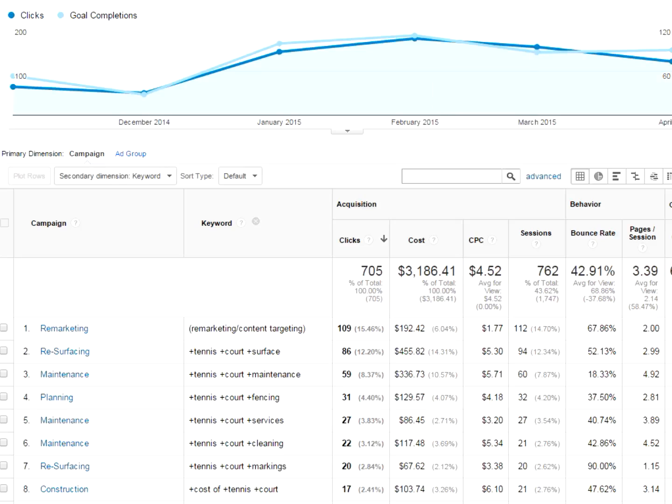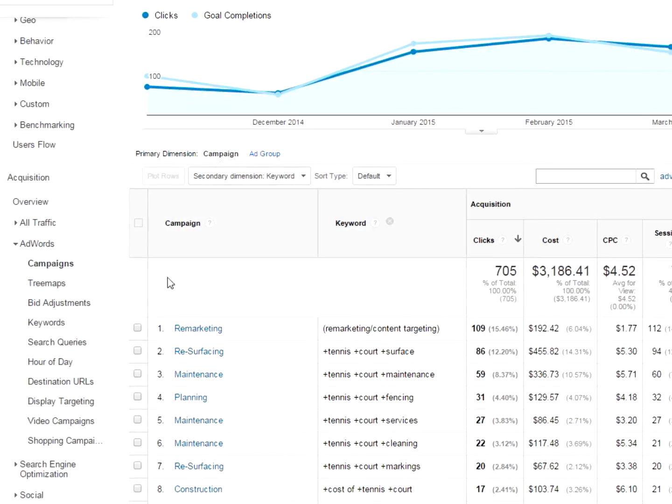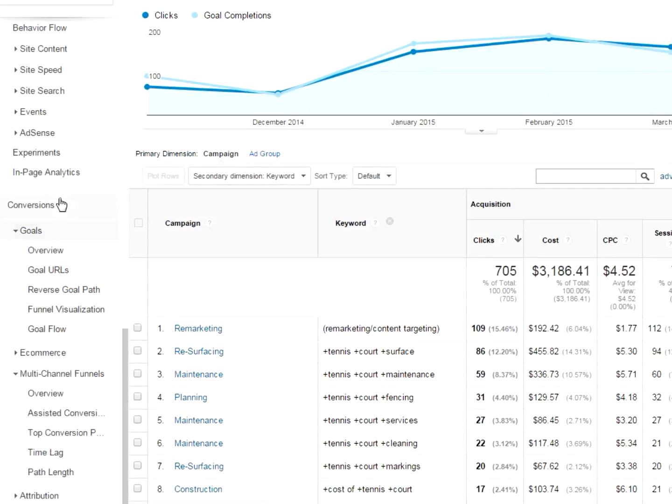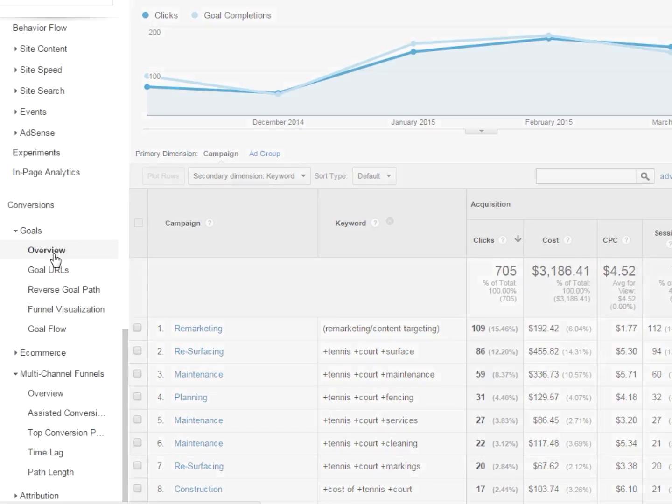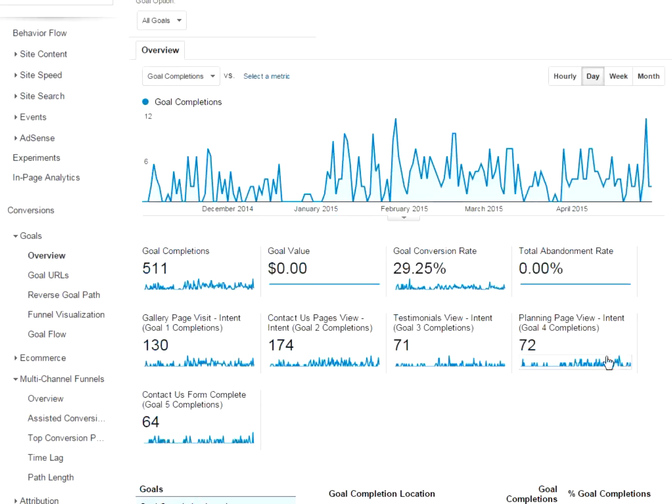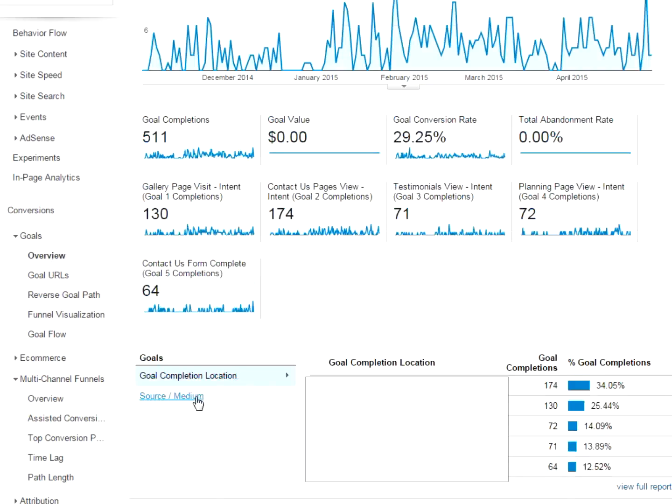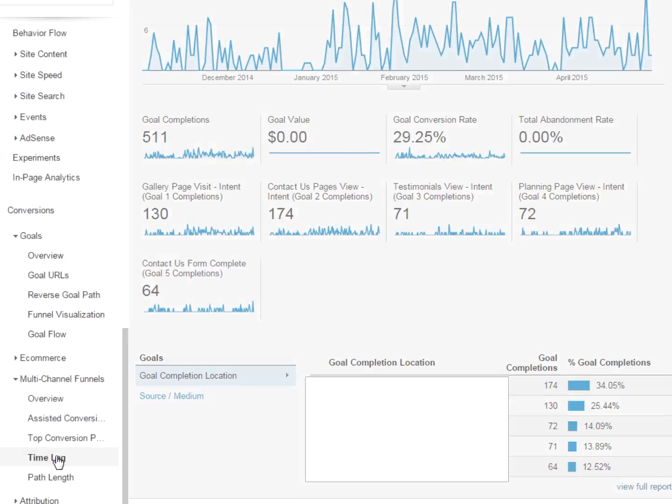Over on the left hand side, if you go down to conversions and then goals and overview, this will give you a good overview of all the goals you have in the account, and also you can click here to see what source of traffic they come from and how it compares with the other sources of traffic, being organic, direct traffic, social, etc. This allows us to see at a glance our main form complete goals compared to the intent based goals, which are obviously higher.